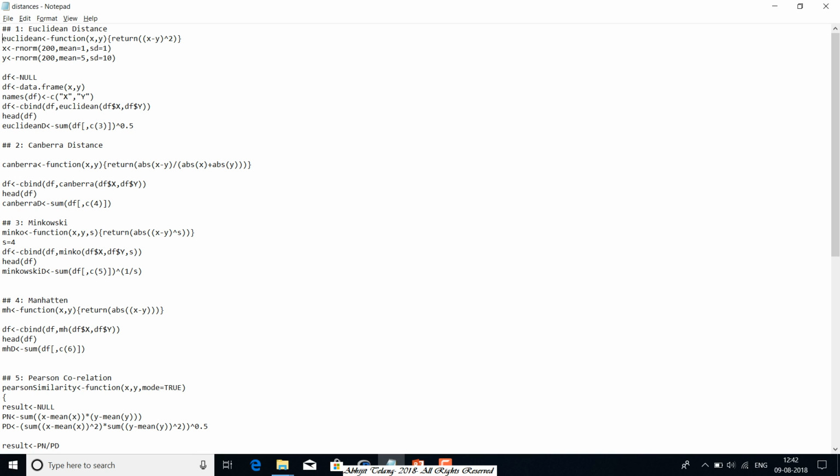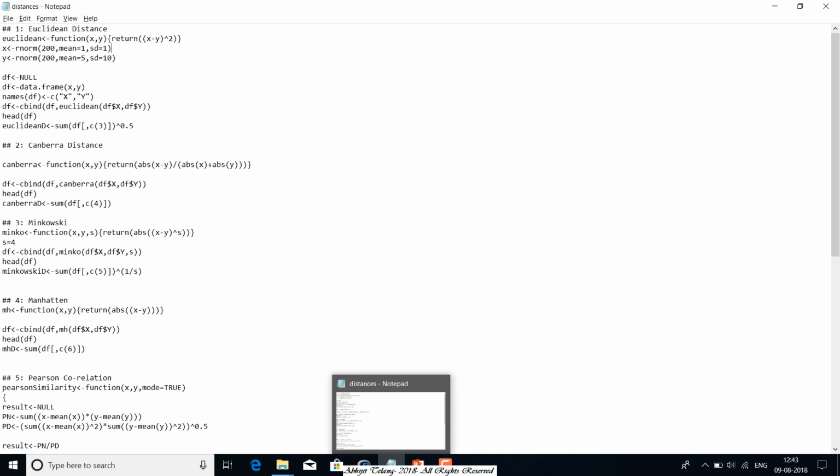The first method is Euclidean. This is a simple application of distance. Let's say we are given two variables x and y. I'm subtracting x minus y, taking the square of that, that's the power function, and then I will take the sum of it, that means for all the observations, and then finally I will take back the square root. So that's the way Euclidean distance is computed, and this is one way of computing the distance between any two variables.